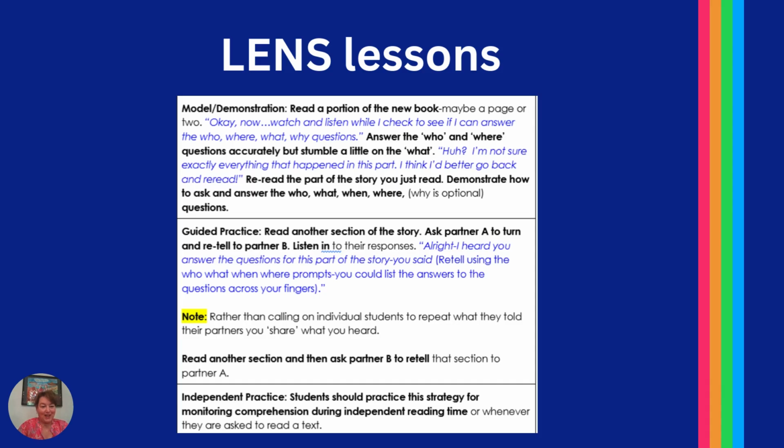All right. I hope this has been helpful for you and that you have learned more about the gradual release of responsibility framework and how to both design lessons and deliver lessons for student learning.